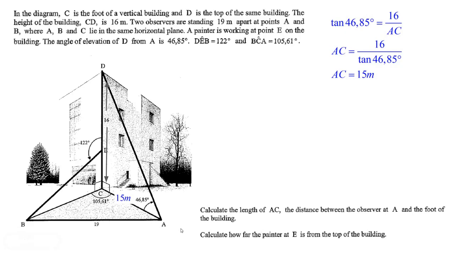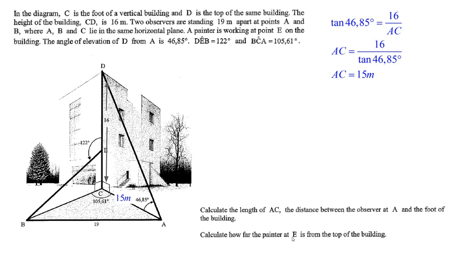Well, here we have a right angle triangle. It's just SOHCAHTOA. The tangent has got to be opposite over adjacent, opposite 16 over AC. That's the tangent of the angle. Well, you multiply by AC and divide by tangent, you're going to get AC. It's 15 meters. And there's our first thing, all done.